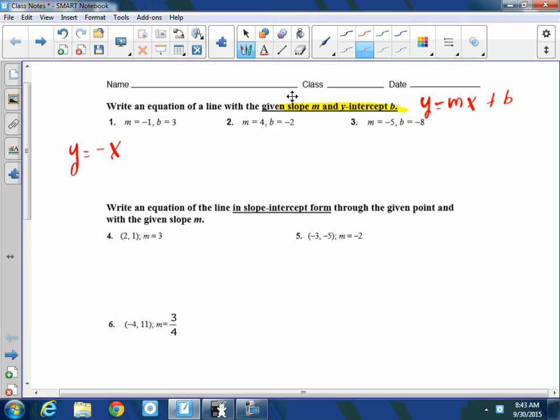Now I'm going to tell you something. Negative 1x is not incorrect, okay? I will not take your points if you put negative 1x, but do you really need to write the negative 1 in front of it? No, there's only 1x. You can only see 1x, so you don't need that. Plus 3. All right. Next one?